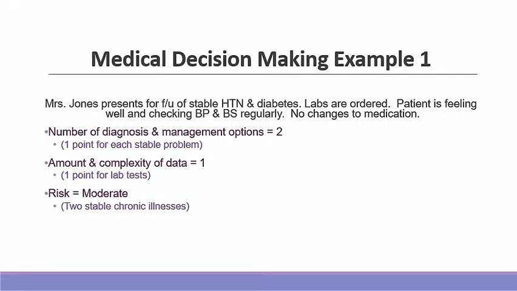When we apply the methodology we just reviewed to this encounter, the provider would receive 1 point for each stable problem under the diagnosis and management options for a total of 2 points. In the amount and complexity of the data to be reviewed, 1 point would be credited for ordering the labs. And when we look at the risk, we see that the patient has 2 stable chronic problems, which is assigned to moderate risk under the presenting problems category.